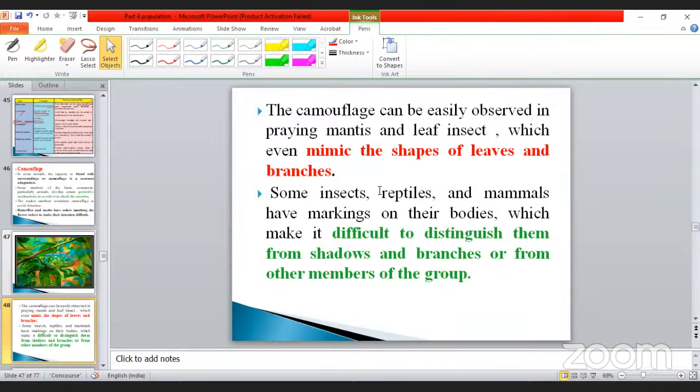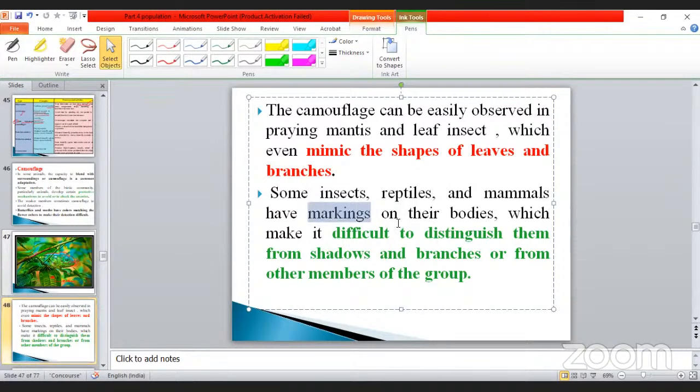In some insects, reptiles and mammals have markings on their bodies, which make it difficult to distinguish them from shadow and the branches or from the other members of the group. Take an example of the giraffe. Take another one, zebra. The lining is there, no? The marking. Even take an example of tiger, lion, whatever it may be.